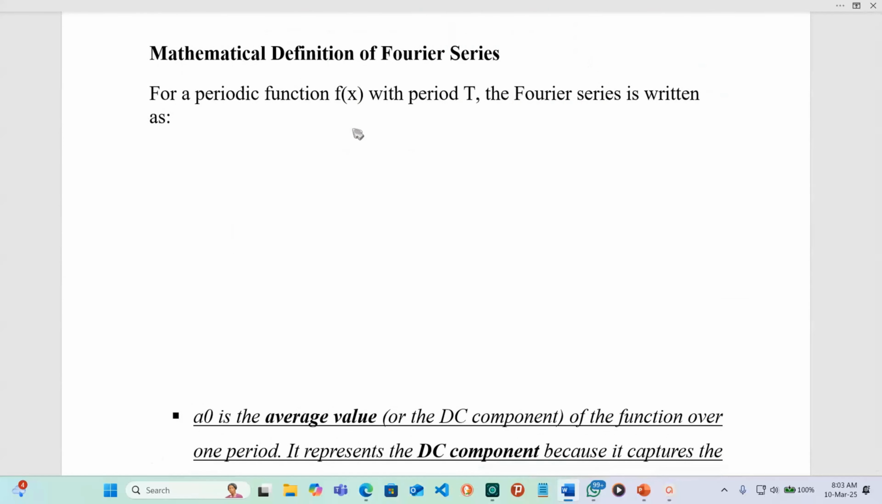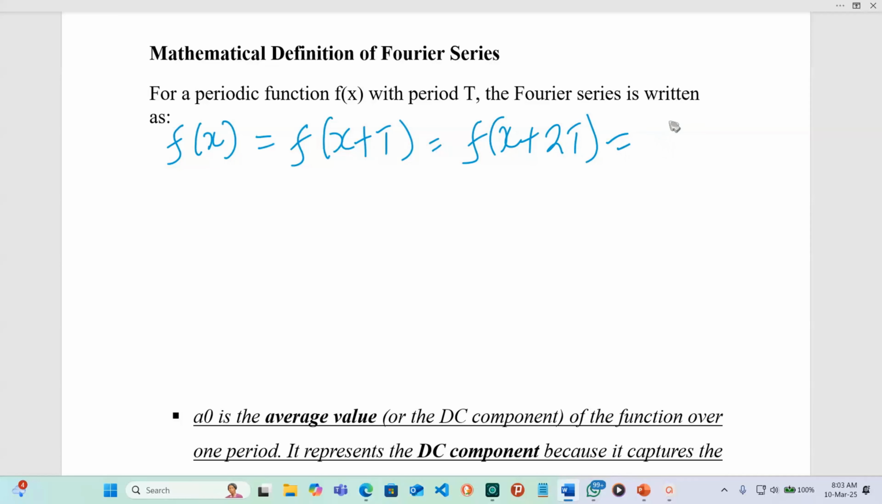So let's look at the mathematical definition of Fourier series. If we have f(x) being a periodic function, so that there exists a small value T for which f(x) is equal to f(x + T), which is now going to be called the period of the function. This is the same as f(x + 2T). This is equal to f(x + nT), whereby n is an integer.